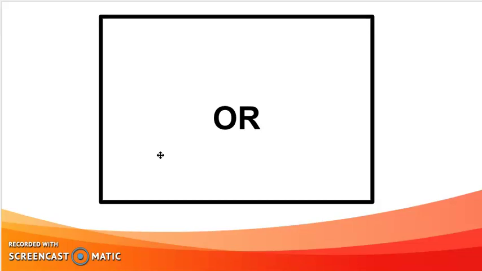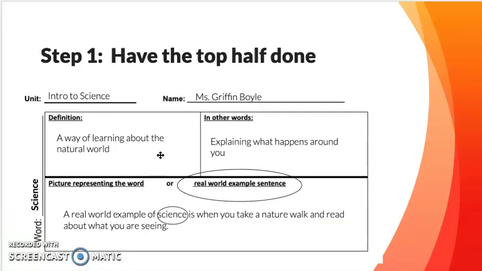But maybe you don't want to draw. You would rather write a sentence. This is a choice for you. I might write, a real-world example of science is when you take a nature walk and read about what you are seeing. Notice that is a complete sentence. Notice that I started with a real-world example of, matches right up here, real-world example. And that I actually put the vocab word in my sentence, science.